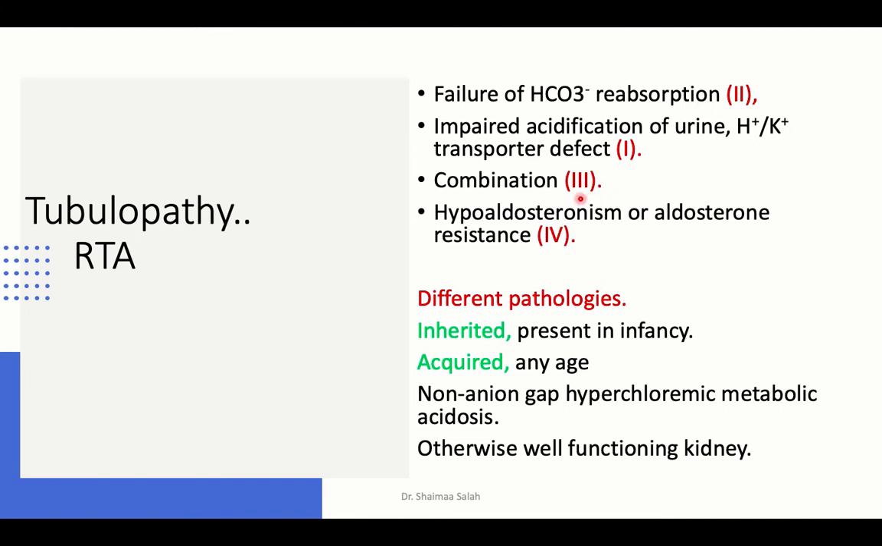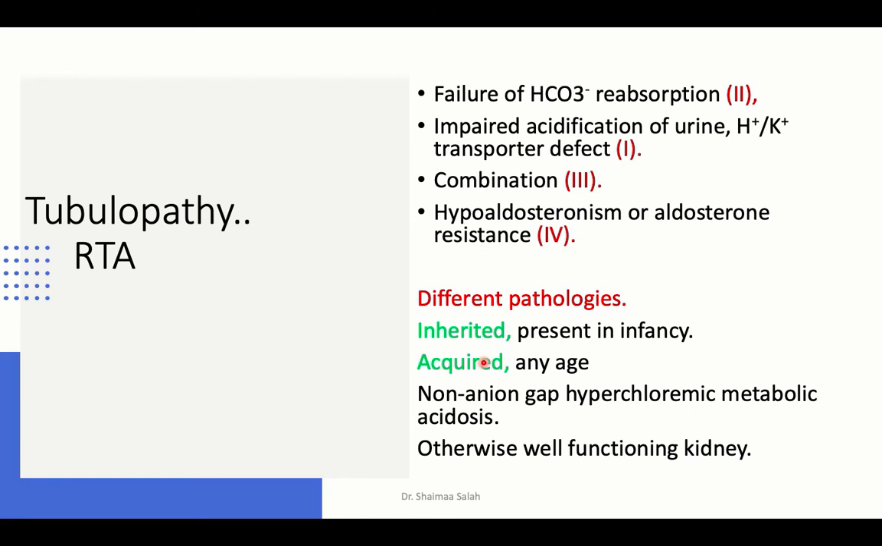Type 3 is a combination of type 1 and type 2. Type 4 is caused by hypoaldosteronism or aldosterone resistance. Again, the four types are not related to each other. Each one is caused by a different mutation. So we have different pathologies, and these can be inherited and so will present in infancy. RTA can be an inherited mutation presenting in infancy with polyuria, failure to thrive and attacks of dehydration. Any dehydration will be associated with vomiting, constipation, and some fever.